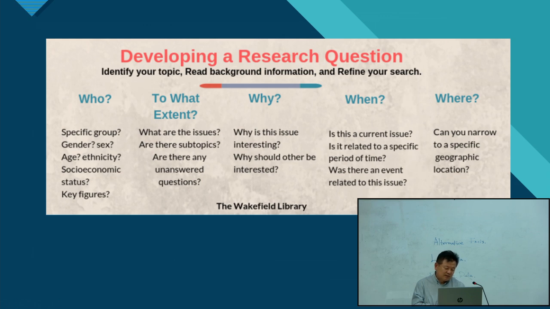Who? I said boys and girls, MG and old generation, something like that. So specific groups: gender, sex, age, ethnicities, and socio-economic status. So key figures means the social population area. And to what extent? What are the issues? And are there subtopics? There are many kinds of topics, and then subtopics.